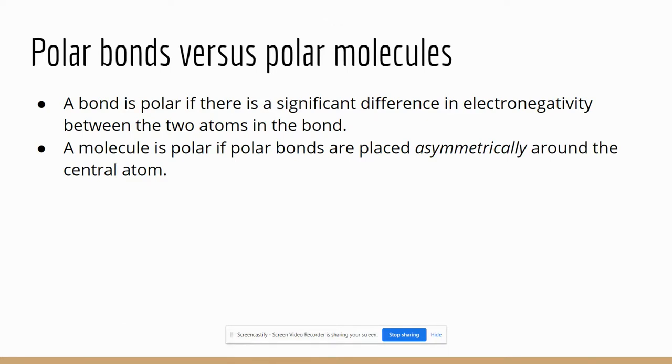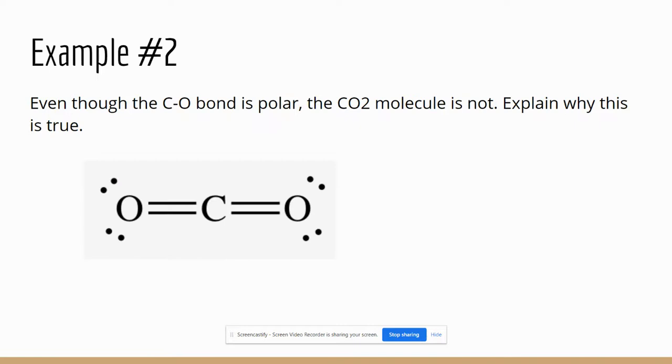So we're going to be talking about polar bonds in the context of polar molecules. A bond is polar, as we just saw, if there's a significant difference in electronegativity between the two atoms in the bond. But you can actually have a molecule that has polar bonds without it being a polar molecule. So a molecule will be polar if those polar bonds are placed asymmetrically around the central atom. And this whole chapter is about figuring out how we could predict that this would happen. Pause here.